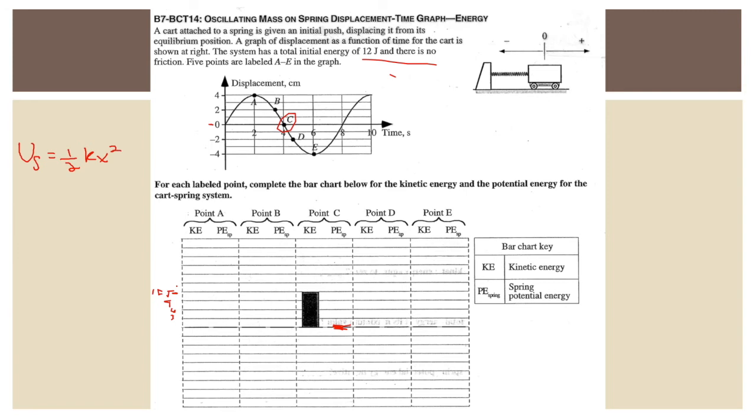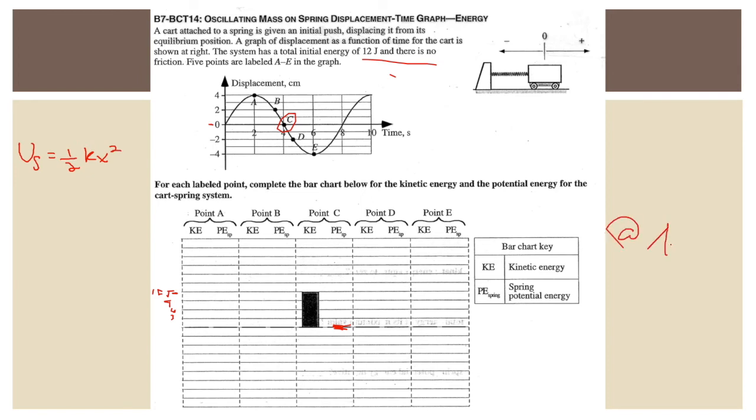Now, because it says complete the bar chart below for the kinetic energy and the potential energy for the cart spring system, the first thing you should be thinking about is, what can I do first that's just easy? Let's look at points A and E. Points A and E are at the amplitudes. What should you be able to say about this system at the amplitudes?